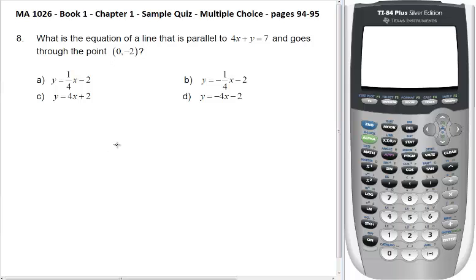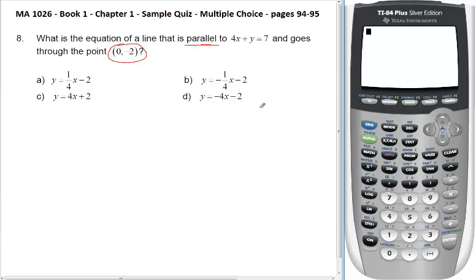Hello, we're now going to look at the solution to number 8, multiple choice. This is part of your chapter 1 sample quiz. And the question is, what is the equation of a line that is parallel, that's a key word, parallel, to 4x plus y equals 7 and goes through this point?